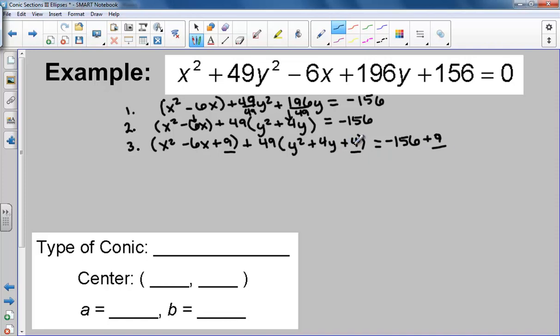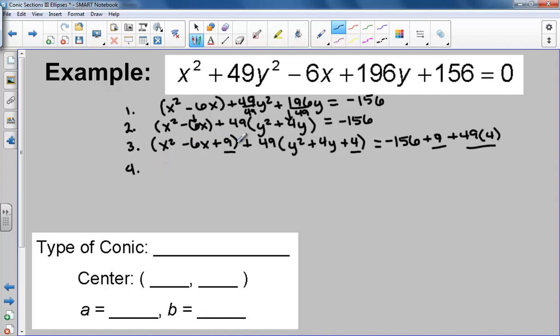But on this side, I didn't just add 4, because if I distribute this back through here, which I will have to do in the end, it's really what I did here. I just pulled it out, so it goes with this. So I actually added not just 4, I added 49 times 4. So I need to make sure that that's what I add on this side as well. Okay, so then step 4 is we're going to rewrite these as binomials squared and simplify.